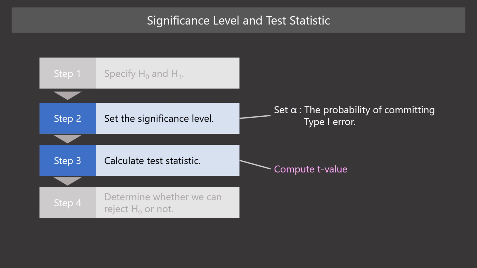In the next step, compute test statistic, a statistic used to test the hypothesis by transforming data into probability distribution. By computing test statistic, we can compute p-value to make conclusion in the final step. In correlation and regression analysis, we compute t-values as test statistic.